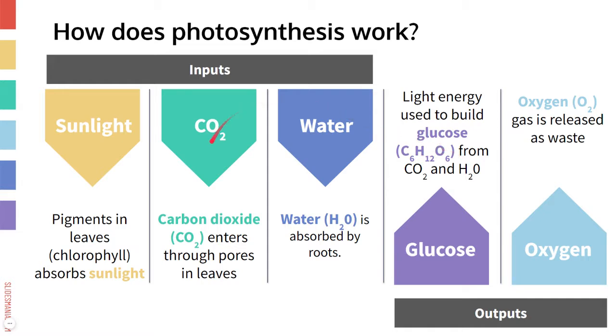So, hopefully, it's not a surprise that two of the inputs that we need in order for photosynthesis to happen are carbon dioxide, and that's going to come from the atmosphere, and water, and that's going to be absorbed by the plant's roots.